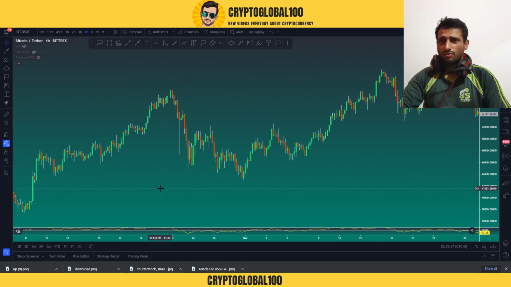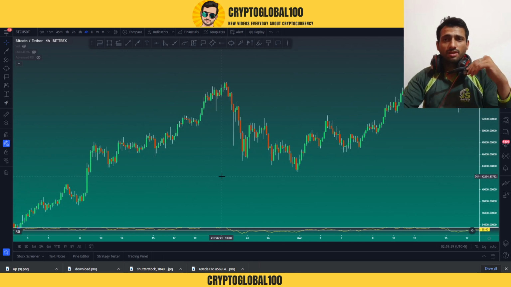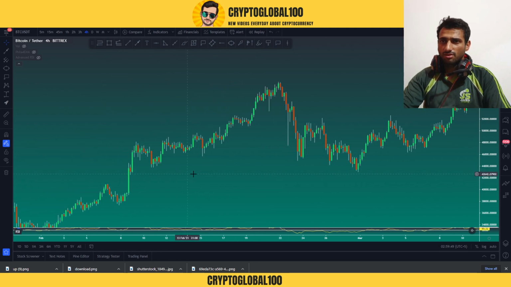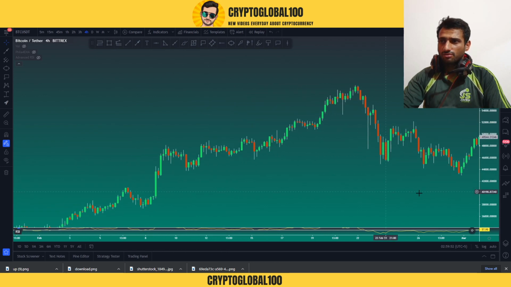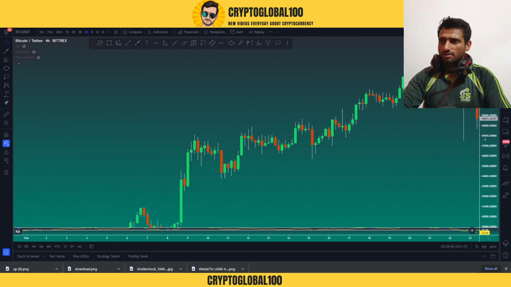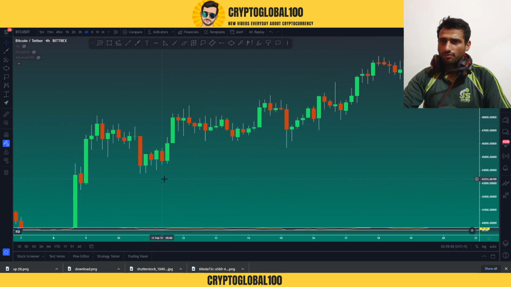So first, what was the support area? The area of buyers, okay, the demand area from where the price is bouncing off. For example, if we take the example of this area, I'm going to zoom in a bit. Okay, for example, at this area, what do you see?